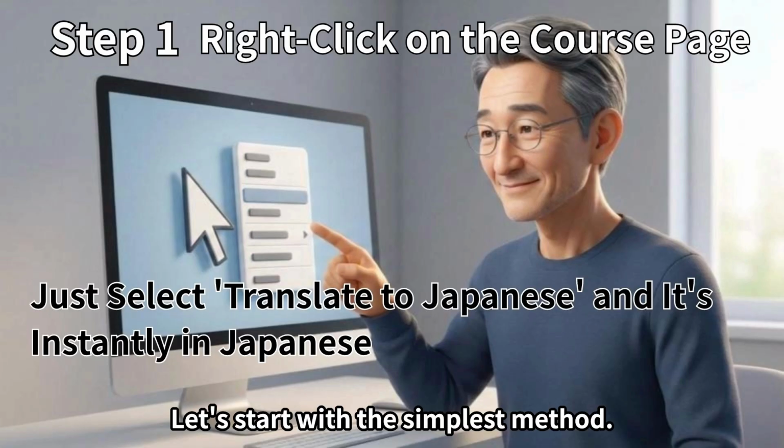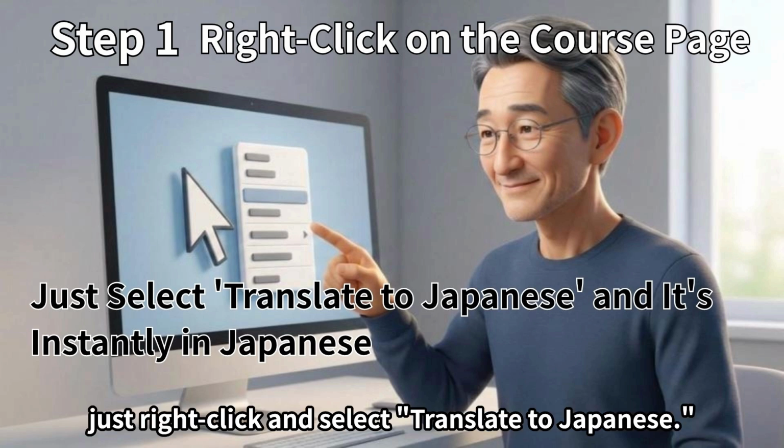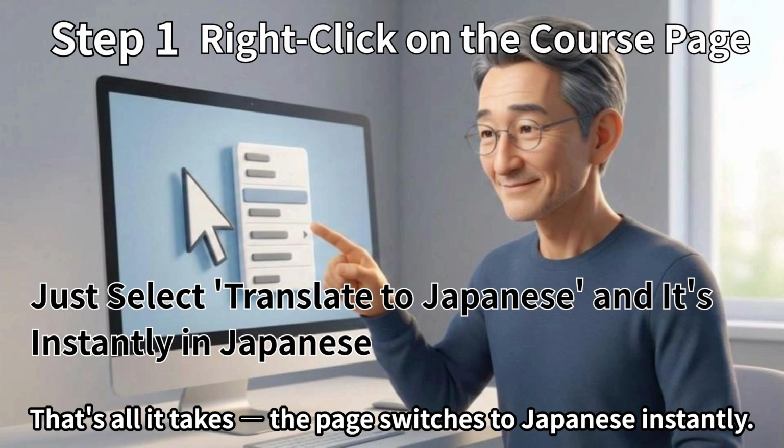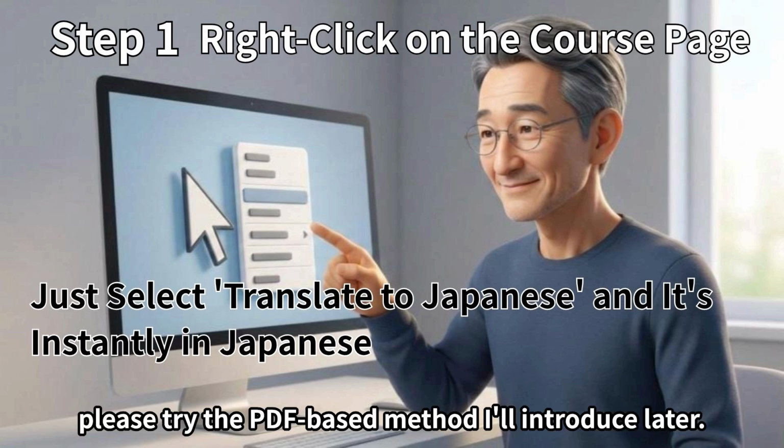Let's start with the simplest method. This one is exclusively for those using Google Chrome. Once you open the course page, just right-click and select Translate to Japanese. That's all it takes. The page switches to Japanese instantly. If you're not using Chrome, please try the PDF-based method I'll introduce later.